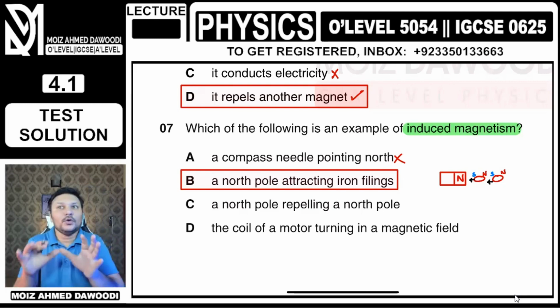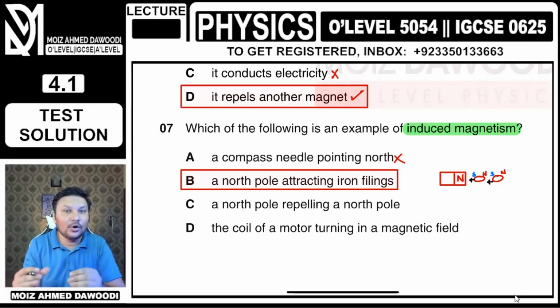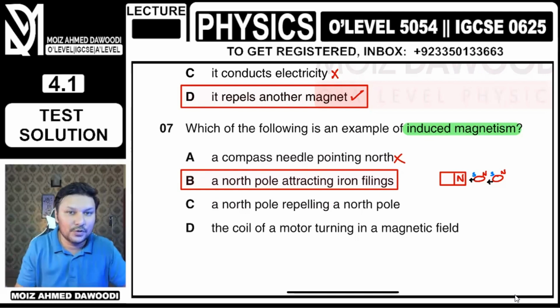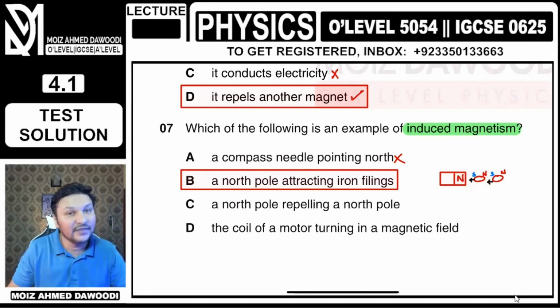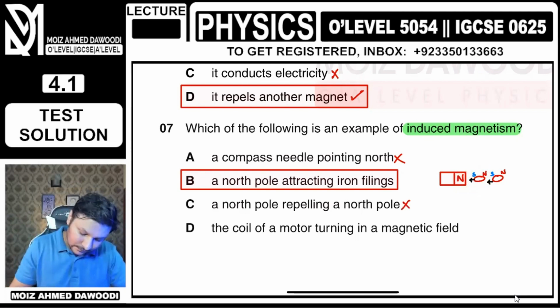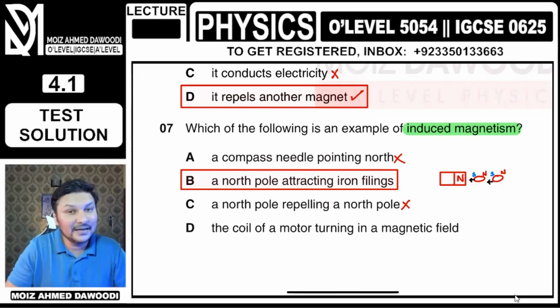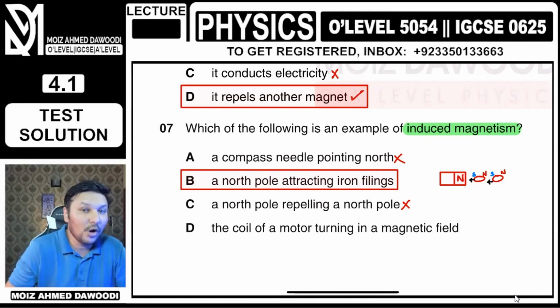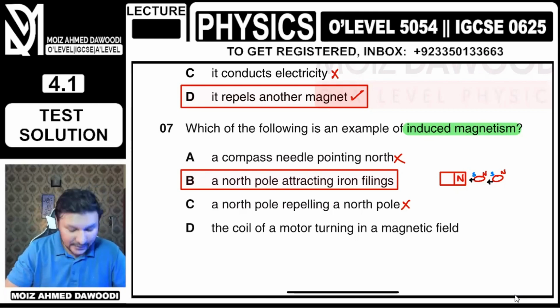So north pole did not create north pole in the other magnet. Getting my point? Induction creates or redistributes the poles, just like here, north distributed south and north in the iron filing. So wrong. Coil of a motor turning in a magnetic field: here we are not talking about induced magnetism, because a motor involves an electromagnet. And in an electromagnet, the wire in which the current is flowing is not a magnetic material, it's copper. So we'll talk about this concept further in the second chapter of magnetism.